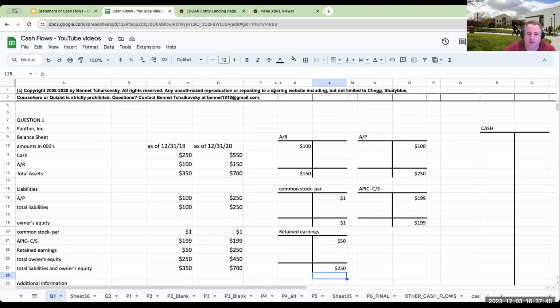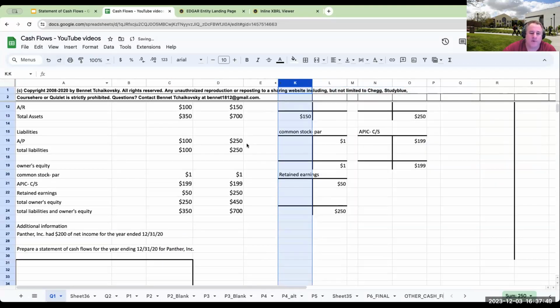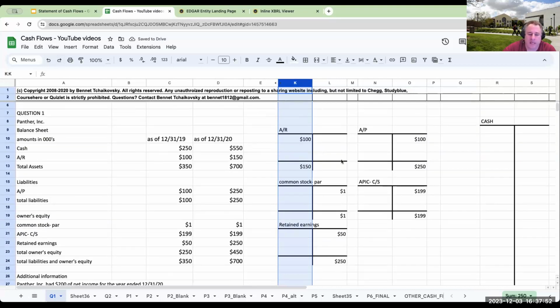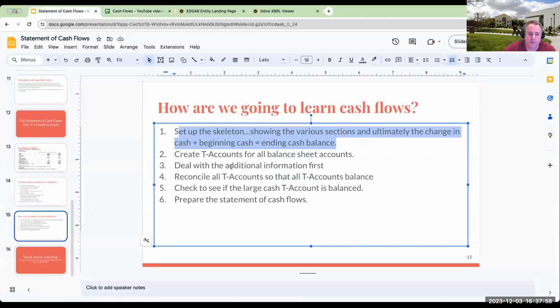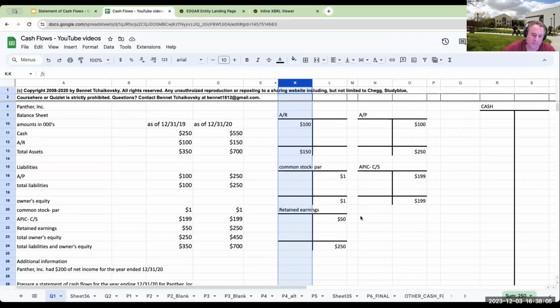So after we do the skeleton, which is right over here, our next step is going to be to put in the T accounts. And we're going to go to every balance sheet account. And that's what we're going to go ahead and do. So we're going to create T accounts for all the balance sheet accounts. That's what we've gone through and have done.